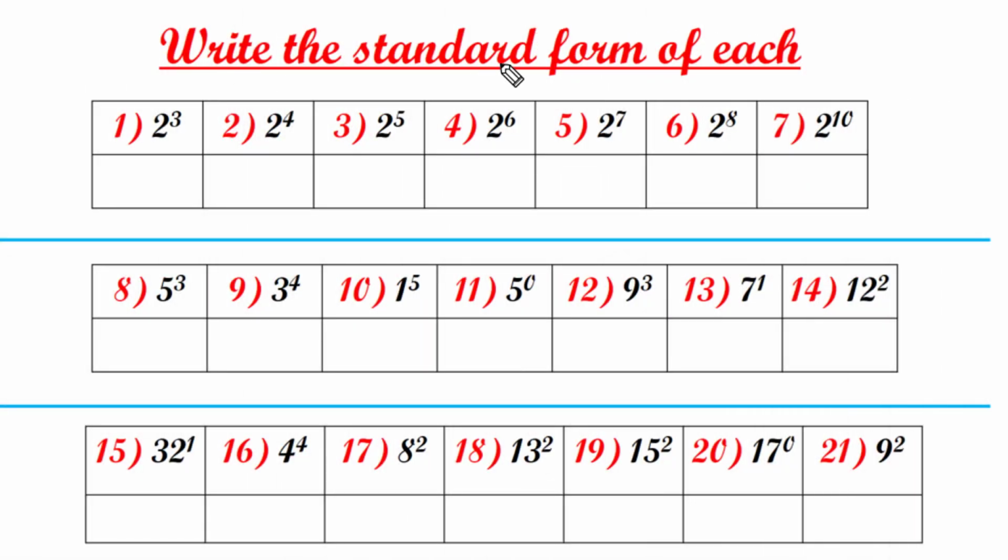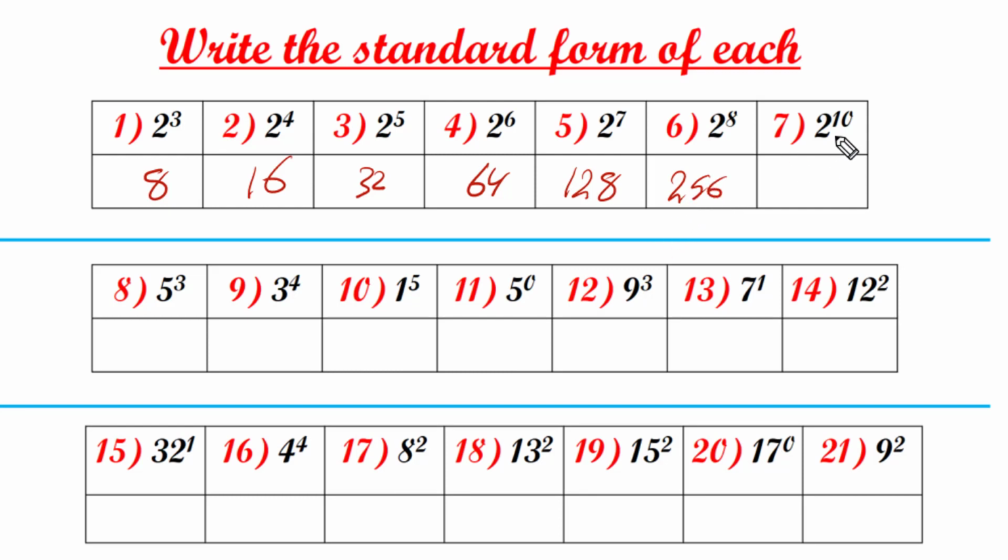Next guys, write the standard form of each. First, the base is 2. 2 raised to the power 3 equals what? Equals 8. 2 raised to the power 4 equals 16. 2 raised to the power 5 equals 32. 2 raised to the power 6 equals 64. 2 raised to the power 7 equals 64 times 2, it will be 128. 2 raised to the power 8 equals 128 times 2, it will be 256.